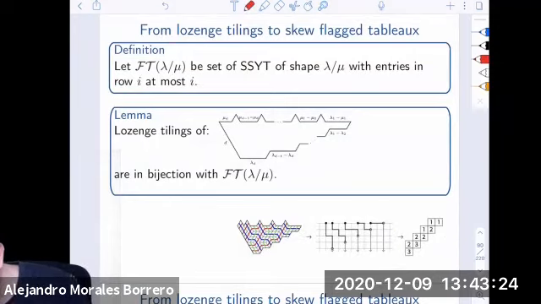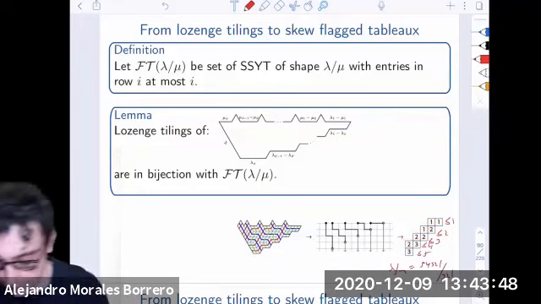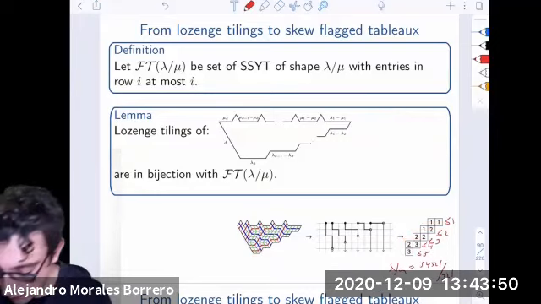So here maybe let's focus on this just to give an example of this tableau. Here again the shape is 5, 4, 3, 2, 1, 3, 2, 1, and then the things in row 1 have to be at most 1. The things in row 2 have to be at most 2. Row 3 at most 3, and so on. And then the lozenge tilings that we had from before are in bijection with that.